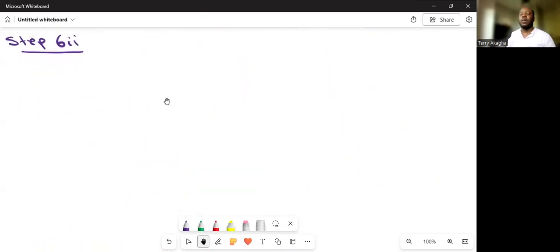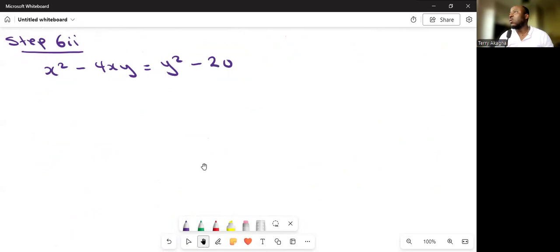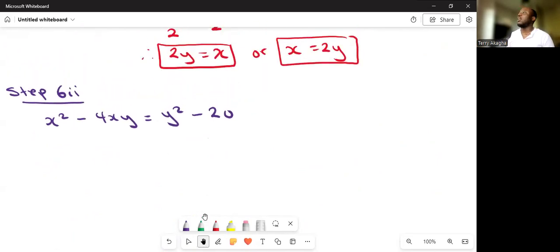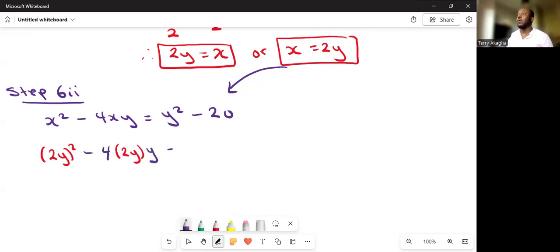So we're going to have x squared minus 4xy is equal to y squared minus 20. All right. So we are now told that we have to substitute x into the original equation. That means anywhere we see x, we're going to replace it with 2y. So we're going to have 2y squared, then minus 4, anywhere we see x, we put 2y, 2y, then y will be equal to y squared minus 20.